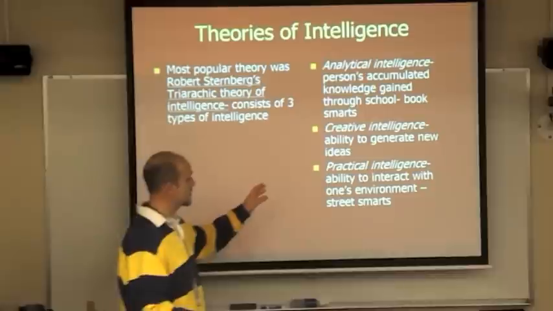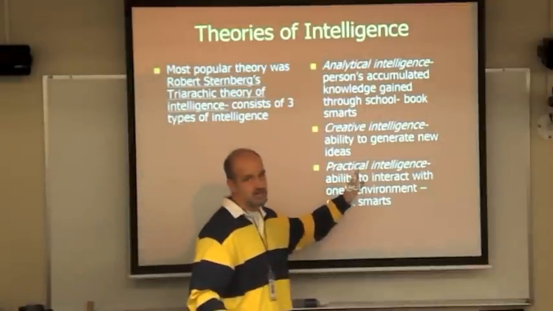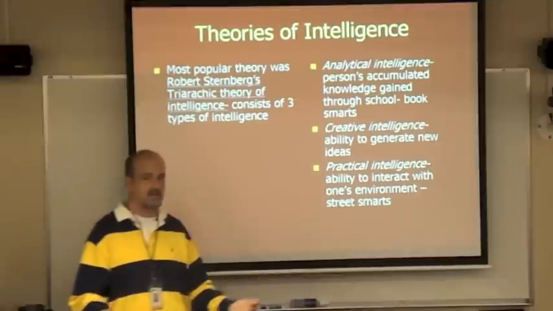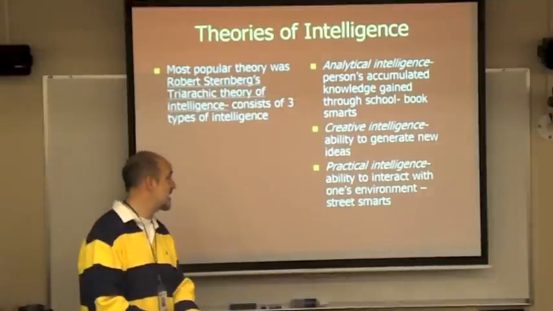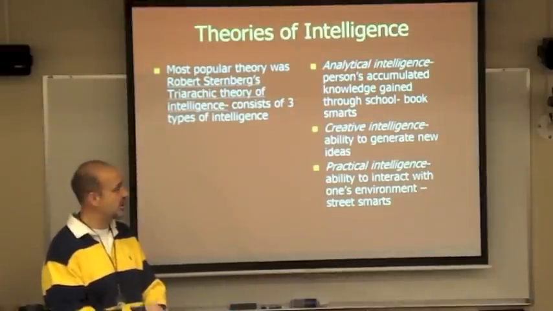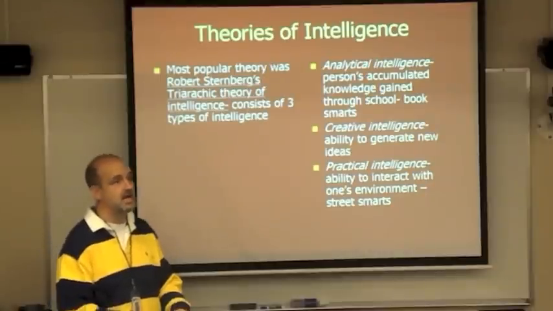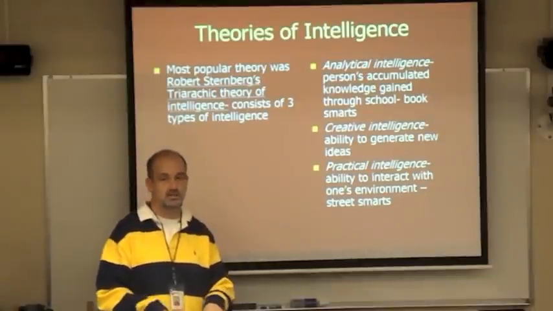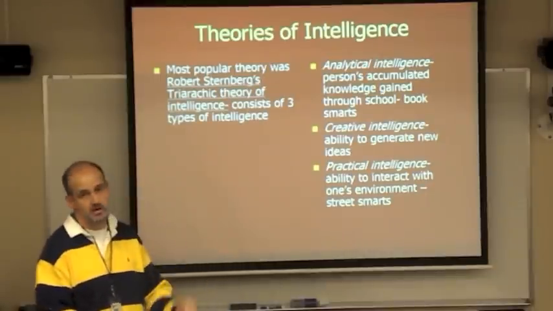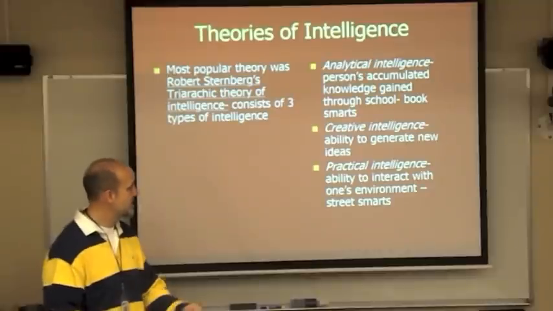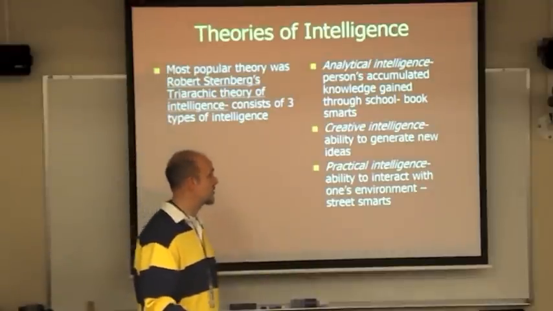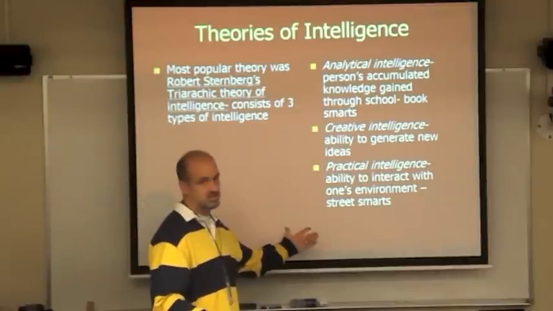Now, creative intelligence is your ability to generate new ideas. And this is kind of thinking outside the box. Okay? Now, a lot of times, creative intelligence often correlates to people's electives. All right? Elective courses often have you think outside of the book or outside of the box. And some people do very well in their elective classes. Now, practical intelligence is the ability to interact with one's environment or street smarts.